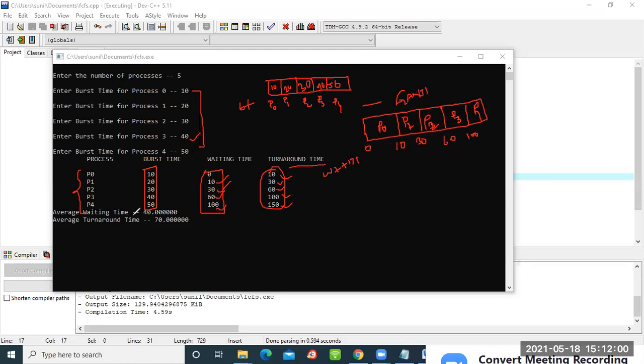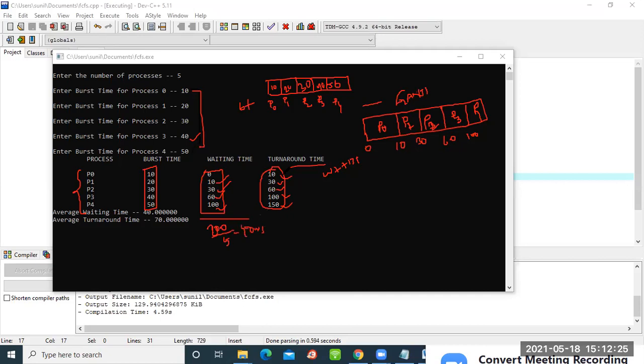Now you can calculate the average waiting time. It is nothing but the summation of that divided by 1, 2, 3, 4, 5, which will be 0 and 9, 10, 11, by how much? 100, 160, 200. So 200 divided by 5, which is exactly 40 milliseconds.